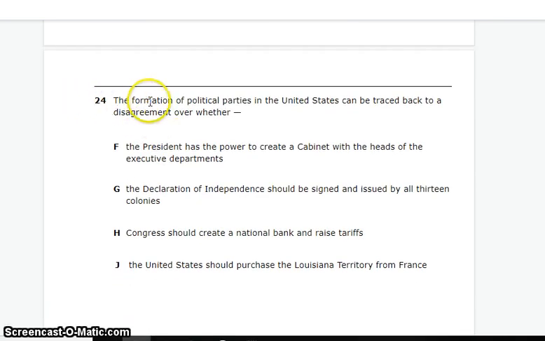Number 24. The formation of political parties in the United States can be traced back to a disagreement over whether F. the president has the power to create a cabinet with the heads of the executive departments. G. The Declaration of Independence should be signed and issued by all 13 colonies. H. Congress should create a national bank and raise tariffs. J. The United States should purchase the Louisiana Territory from France.